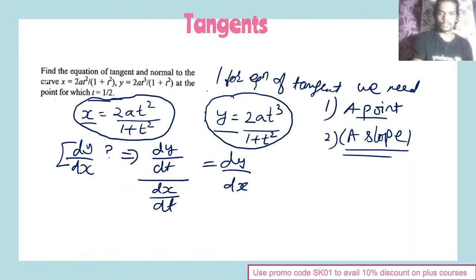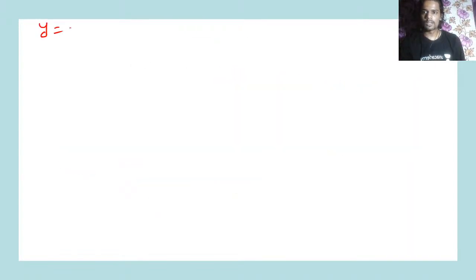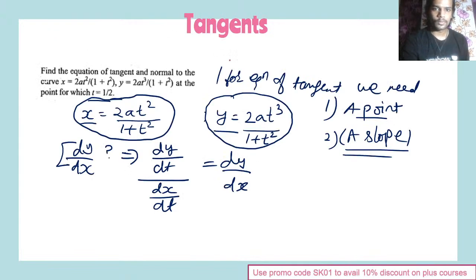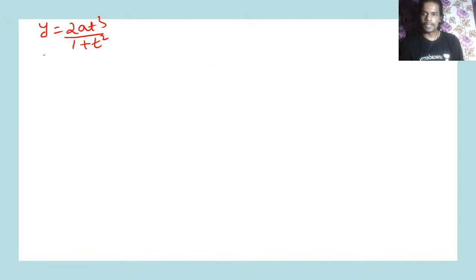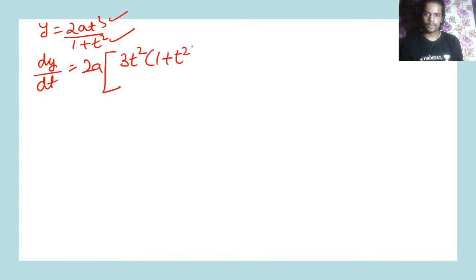So we have y equals 2a t cube upon 1 plus t square. Okay, so dy by dt would be equal to 2a is constant, you can take it outside, numerator and denominator. So differentiation of numerator, leave the denominator, differentiation of denominator, 1 plus t square differentiation.